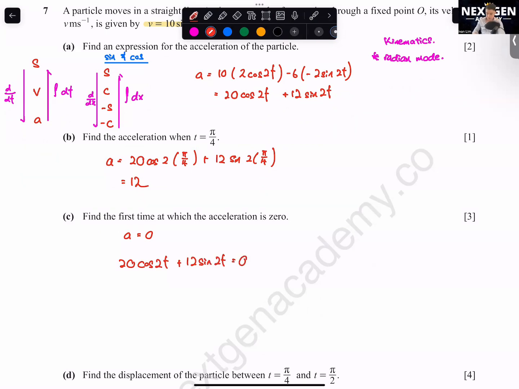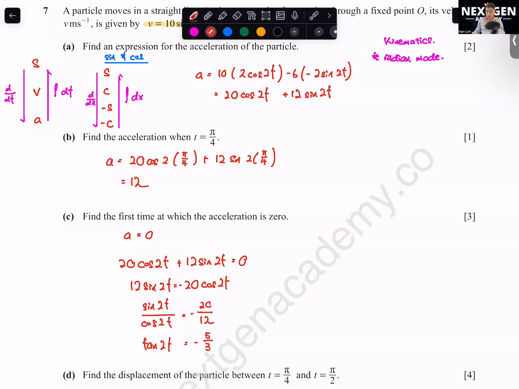Whenever you have sine and cos, how do you simplify the trigo? You convert it to tangent. So I move this one here first. Then we write sine over cos: sine 2t over cos 2t equals negative 20 over 12. This you simplify to tangent 2t. Hold on a minute, there's a negative here, negative 20. So negative 20 over 12 is negative 5 over 3.